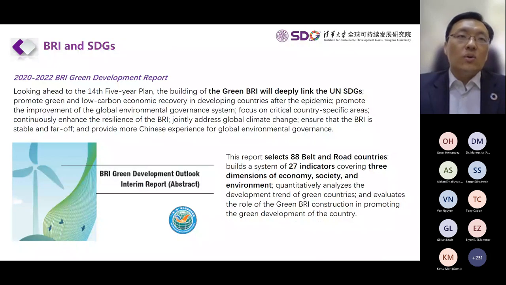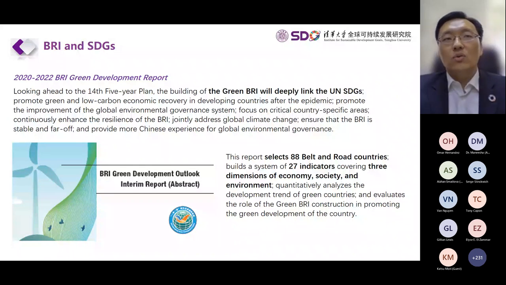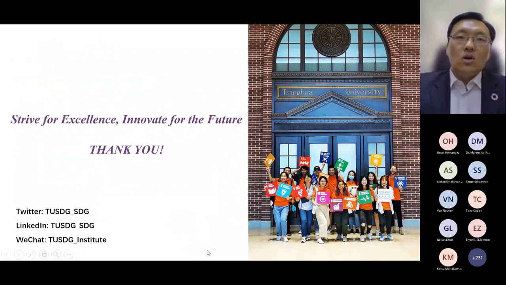We also have another very important report, the Belt and Road Initiative Green Development Report. This report was sponsored by the Ministry of Ecological and Environmental Protection. Within this project, we selected 88 Belt and Road countries and built a system with 27 indicators covering different dimensions.